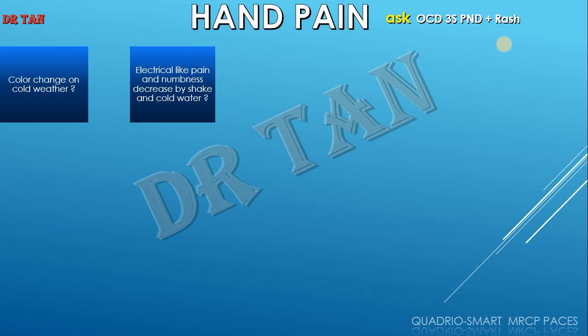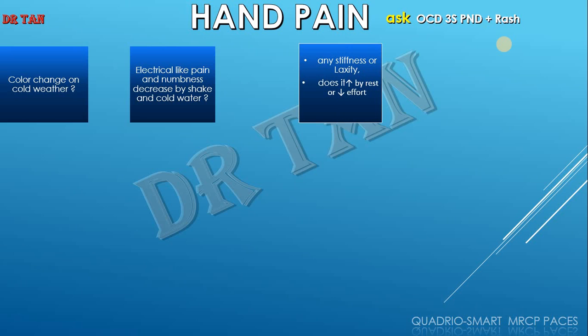Then I will go to the next question, which is, any electrical-like pain and numbness decreased by shaking of the hands and cold water? You will ask this question, and if the answer is yes, you would expect carpal tunnel syndrome. And again, this is not the final diagnosis. You still need to dig deeper to find what association they are hiding in the case.